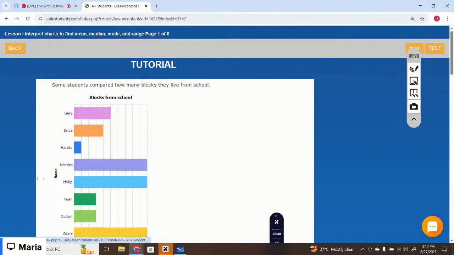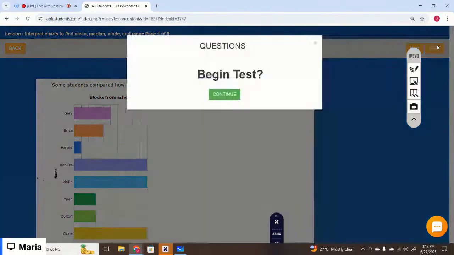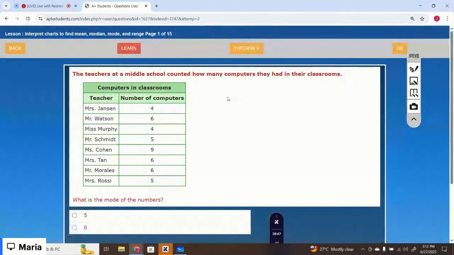Okay, let's just start with the test questions. The teachers counted how many readers they had in their classrooms. What is the mode of the numbers? Mode is the number that appears the most in the given data.